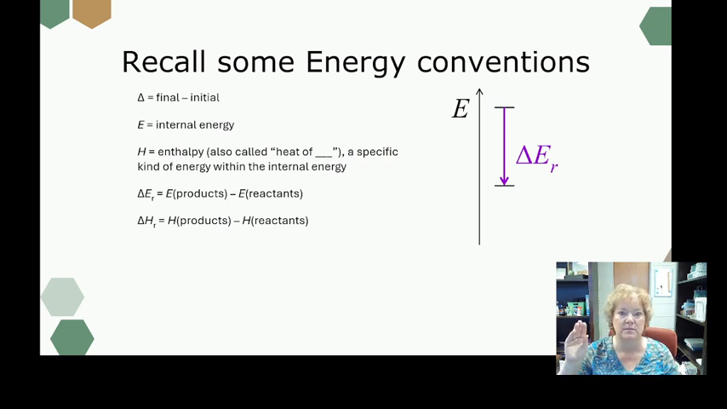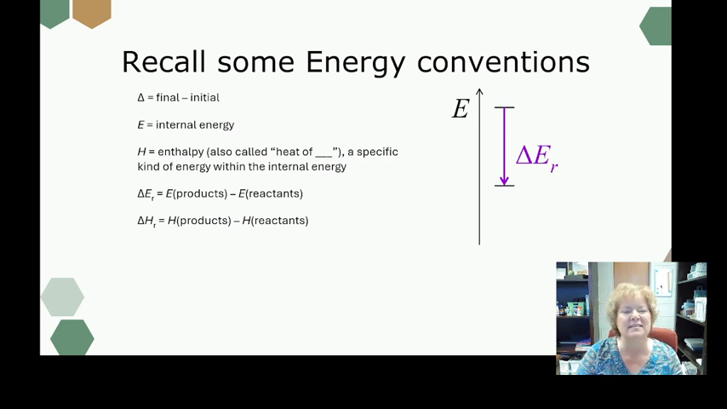Okay, so we're going to talk about energy in this section, so let's go back and remind ourselves: when we see the symbol delta, the triangle, that always refers to a change of something, and it's always defined as the final value minus the initial value, so that if signs matter, we're always going to get the same sign. So we always do final minus initial. When I see delta E, E is internal energy, and that means all of the types of energy of the reactants and products, the system.